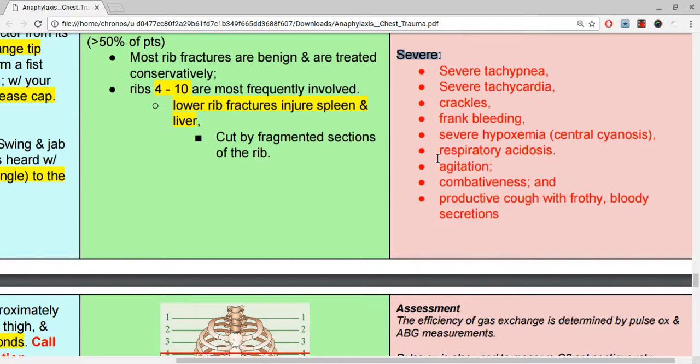You're going to have agitation because the brain isn't getting enough perfusion, and whenever the brain doesn't get enough perfusion, it gets angry, okay? Because the cerebral cortex controls your emotions and your behavior. So, as I said earlier, the brain's not getting enough oxygen, so they're going to have combativeness, okay? They're going to have a productive cough with frothy, bloody secretions.